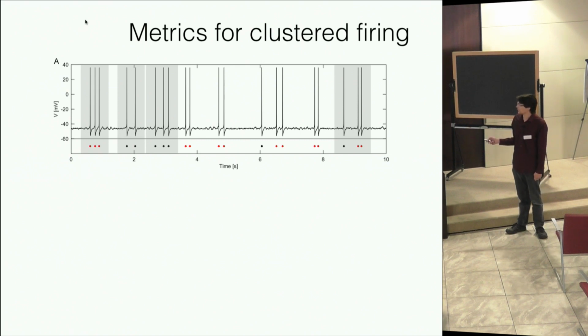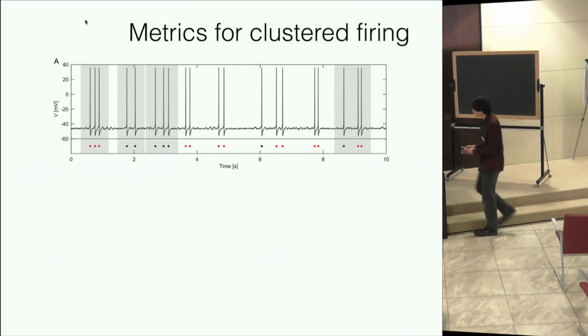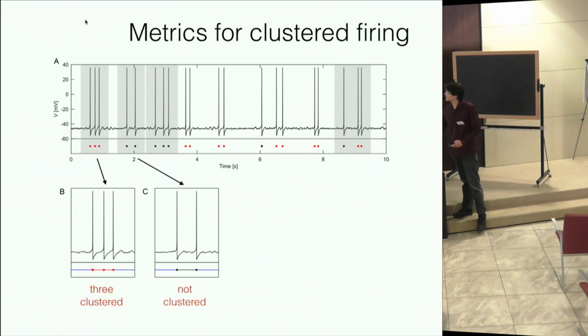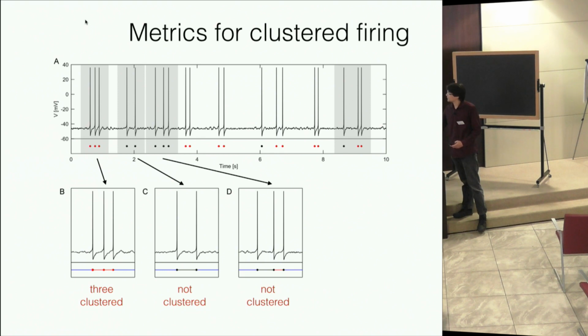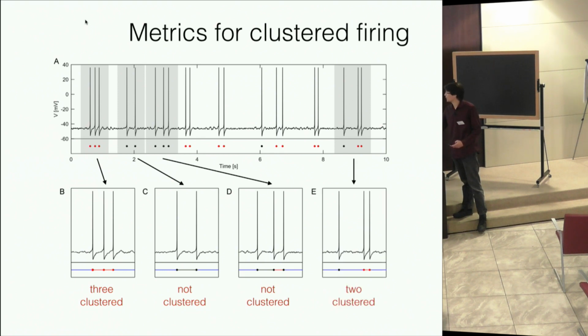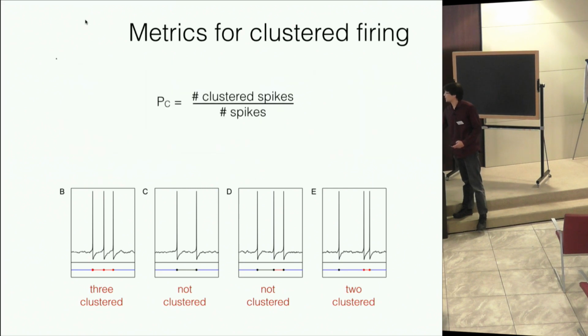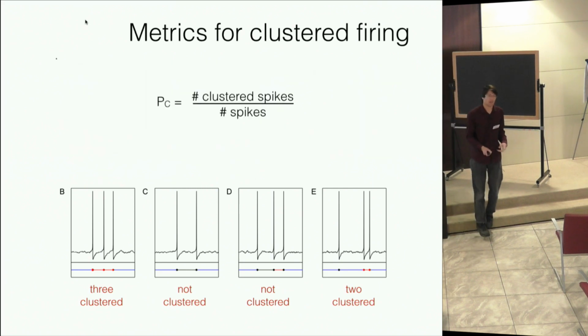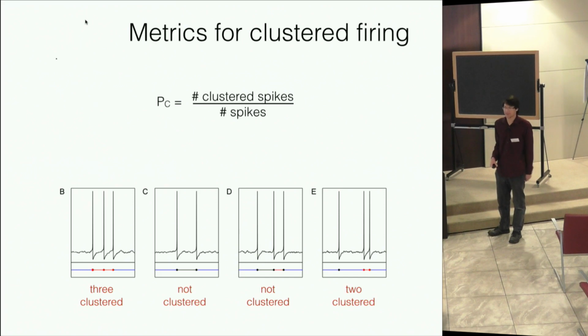So the first one is clustered. So these are 3 clustered spikes. Here they're not clustered because the gap between them is too long. Here the first one is not clustered with the second 2, again, because the gap is too long, and so on and so forth. And then the idea is that you take a measure, P clust, which measures the burstiness of the cell, where you just take the number of clustered spikes and you divide by the number of total spikes in, say, a 10-second recording.